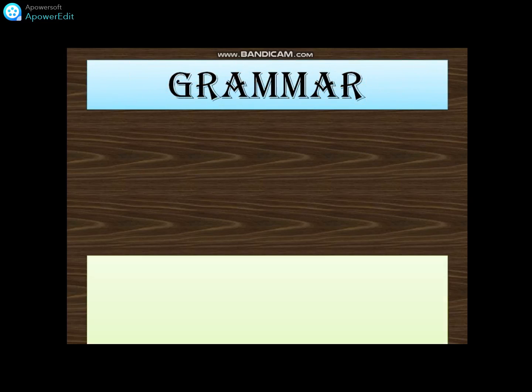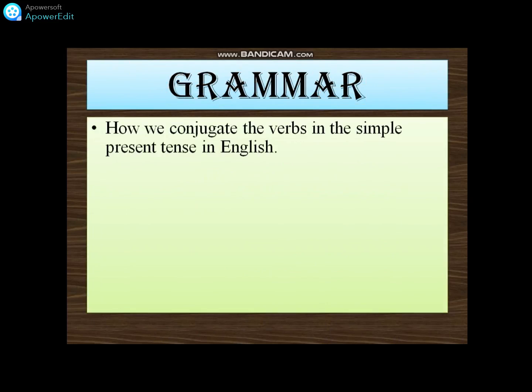Grammar. How we conjugate the verbs in the simple present. Now, here the lesson is very important. How we conjugate the verbs in English in the simple present. Now we have seen the verb to be in the simple present and we conjugate the verb to be like this. I am, you are, he is, she is, it is, we are, you are, and they are.